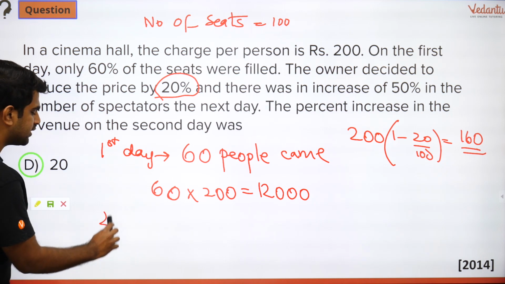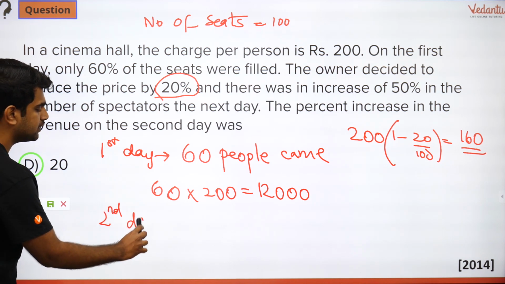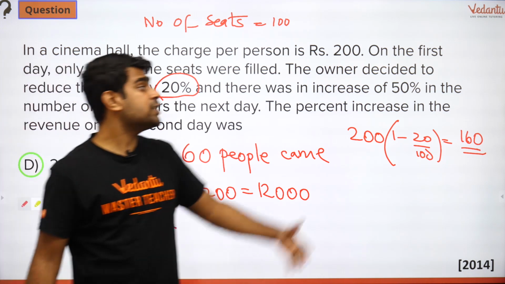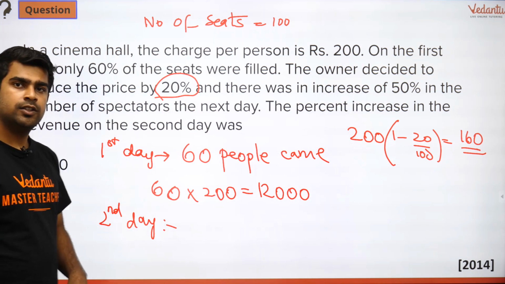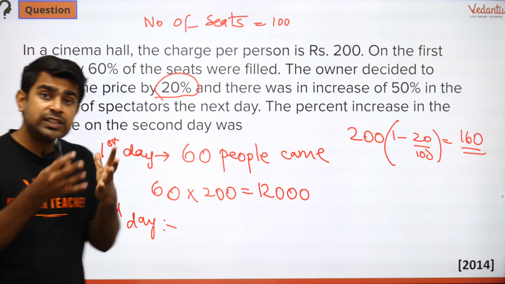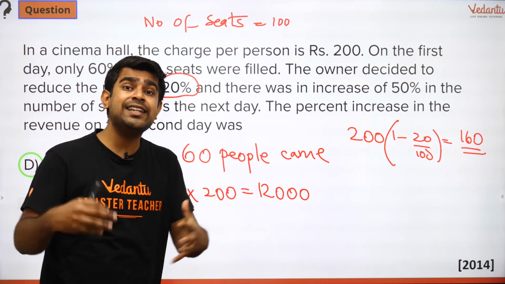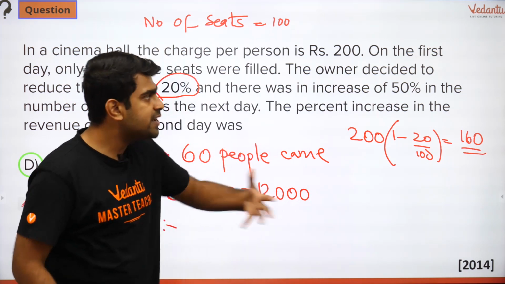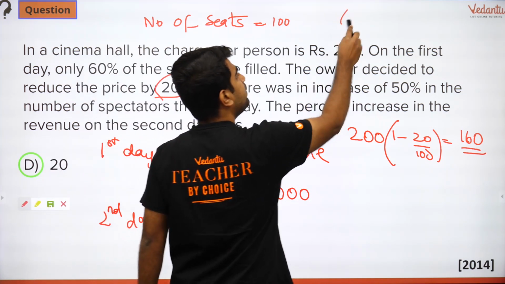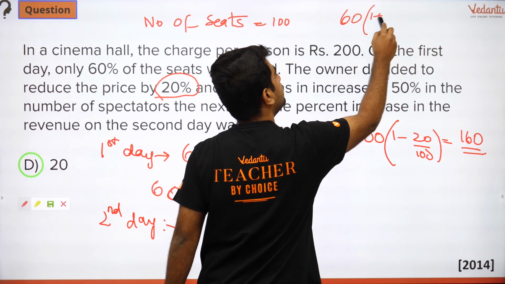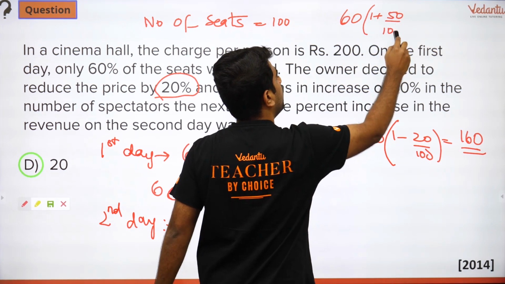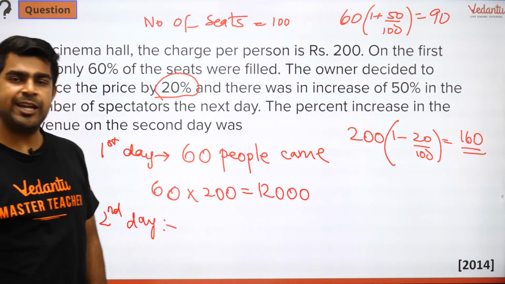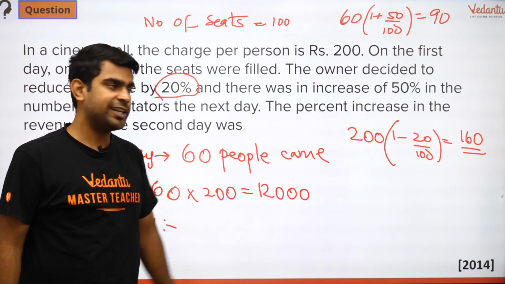So now let's see the second day. On the second day, the number of people increase by 50%. But when I say increase, it is with respect to something. This increase is with respect to the previous day. The previous day, 60 people came and I increase it by 50%. So what will be the number of people today? Today 90 people came. So the owner must have been happy, right?